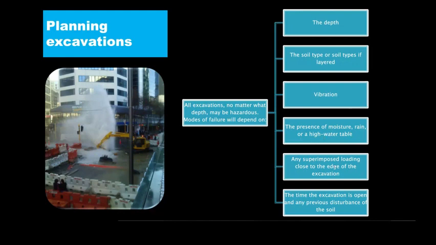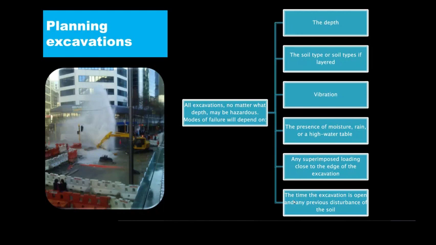Any superimposed load close to the edge, so if you're using a digger or an excavator, you've got trucks or utes or things close by, buildings, they're all putting a load on the ground, and that can put pressure on it and cause it to collapse. It's a ballpark a 45-degree line from the base of the trench plus a metre is a safe distance back, so it's quite a long way, further than you'd think.